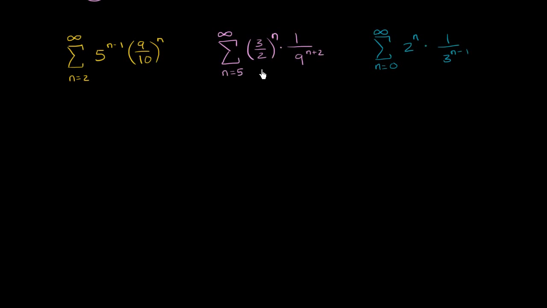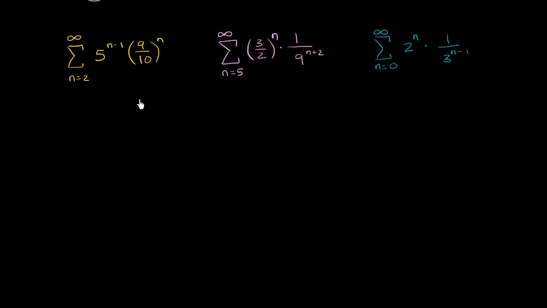We have three different geometric series here, and what I want you to think about is which of these converge and which of these diverge. Or another way of thinking about it, it converges if the sum comes up to a finite value. It diverges if the sum goes to infinity or even possibly negative infinity. So pause the video and think about that.